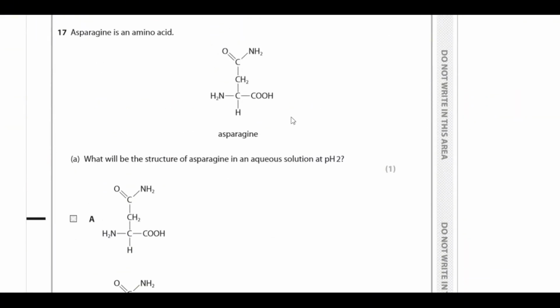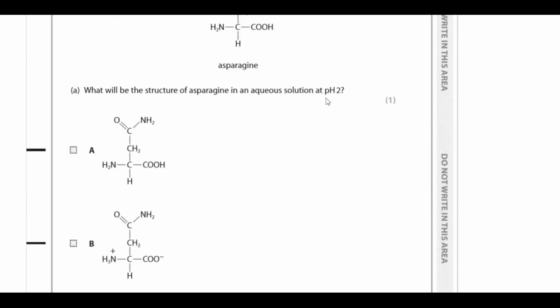Again, they said asparagine is an amino acid. They ask what will be the structure of asparagine in an aqueous solution of pH 2. If we analyze this, we have 4 options down here, and pH 2 basically means that the structure of asparagine must show acidic properties.